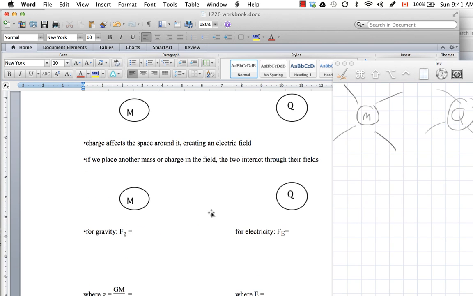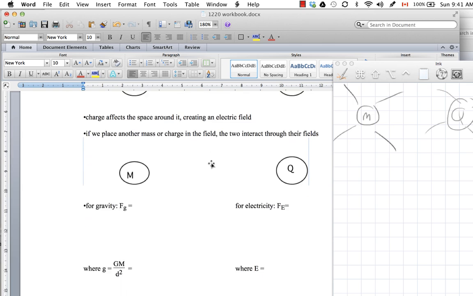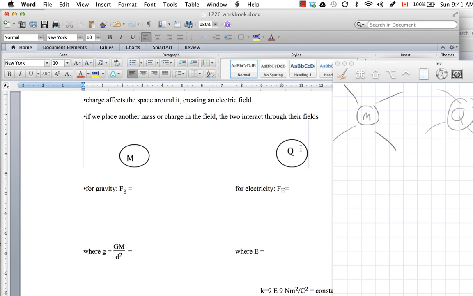Now, if we put another mass or charge in that field, so down here, if we put another mass here, then it will experience a force because it touches the field. Likewise, if we put a little charge Q here, then it will experience a force because it touches the field. Now, a slight difference between electromagnetism and gravity is that electric force could attract, but it could also repel.